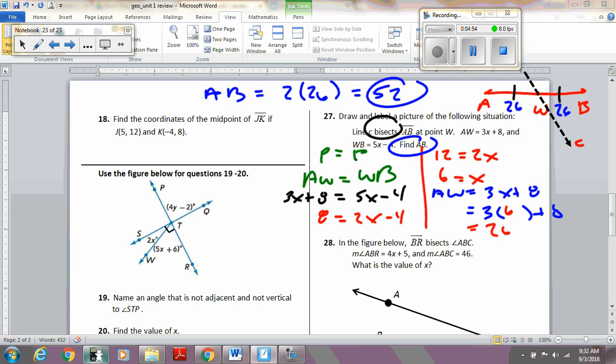So make sure you read very carefully the directions that they ask for. I had to use AW in order to get to AB. But in order to use AW, I had to use x. So there was a lot of steps in this problem. But I can guarantee it's going to be an important problem that you will soon see.